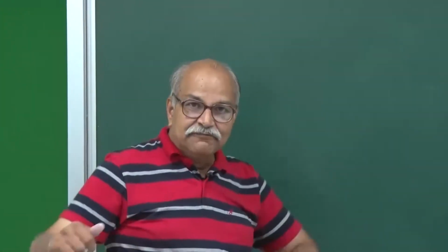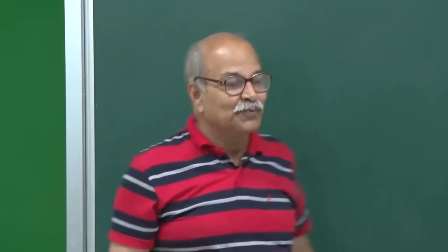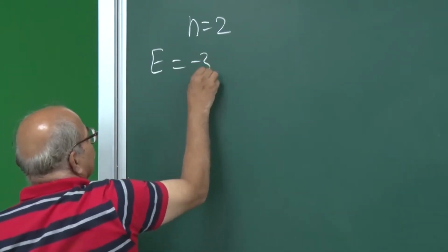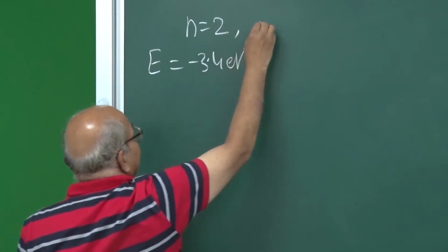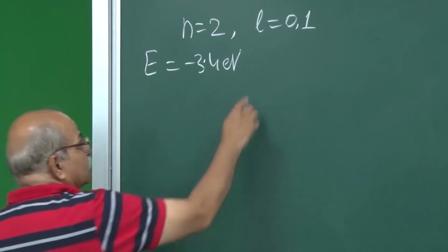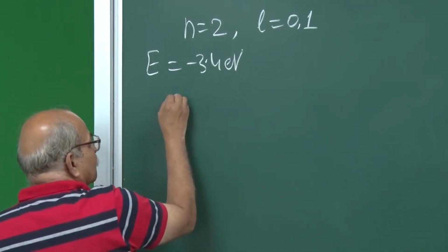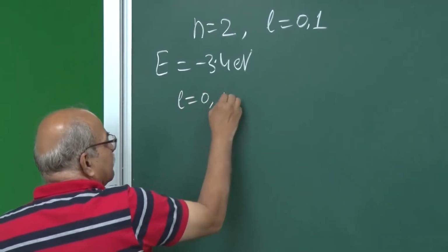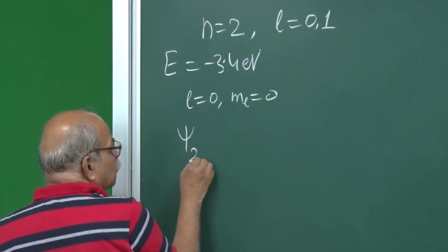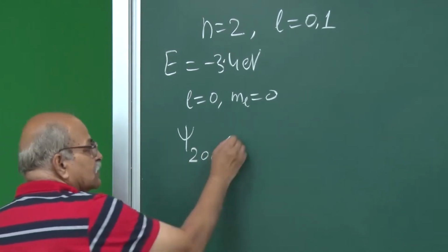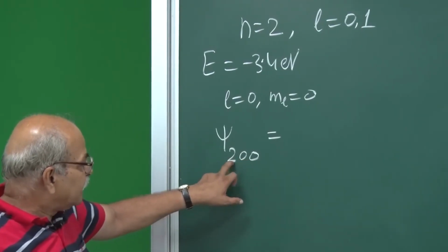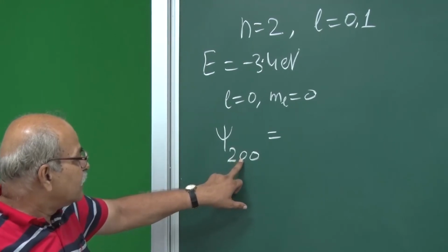Now let me talk of the first excited state, that is n equal to 2. If n is equal to 2, the energy is minus 3.4 electron volt. Now L can have two values, 0 or 1. If L is equal to 0, then ml has to be 0, and my wave function is 2, 0, 0. This is how I will write it: psi 2, 0, 0. So you have n here, L here, and ml here.